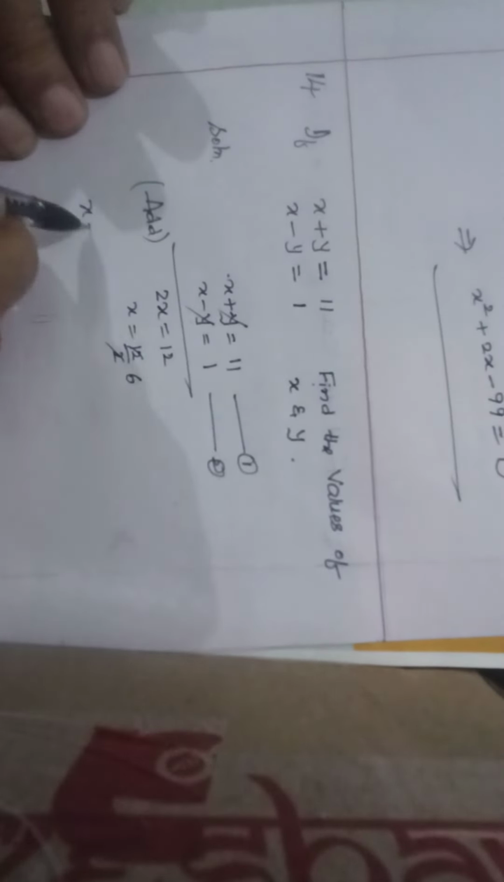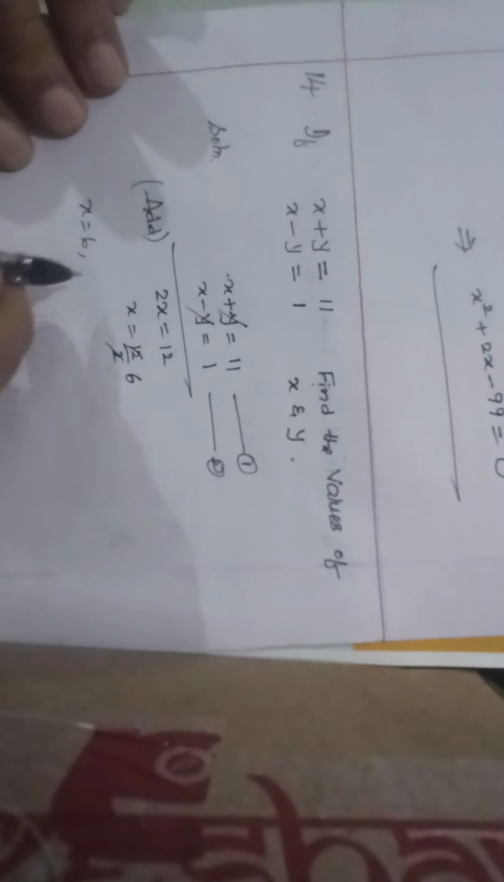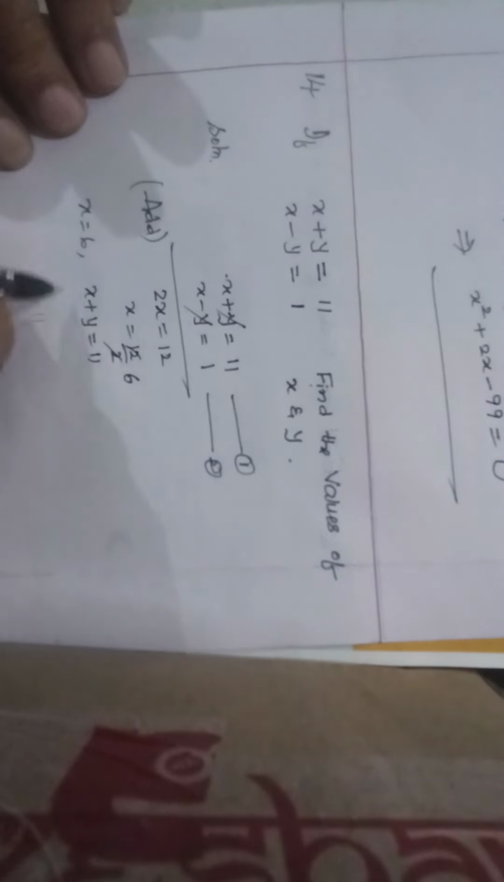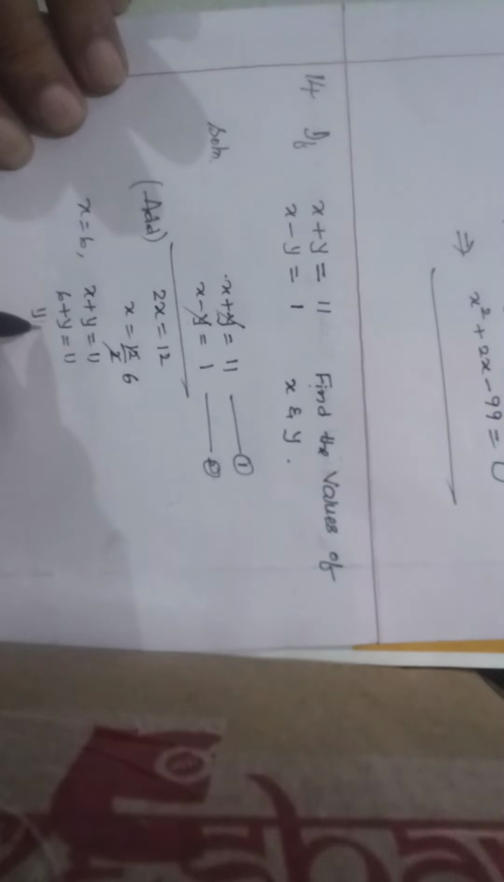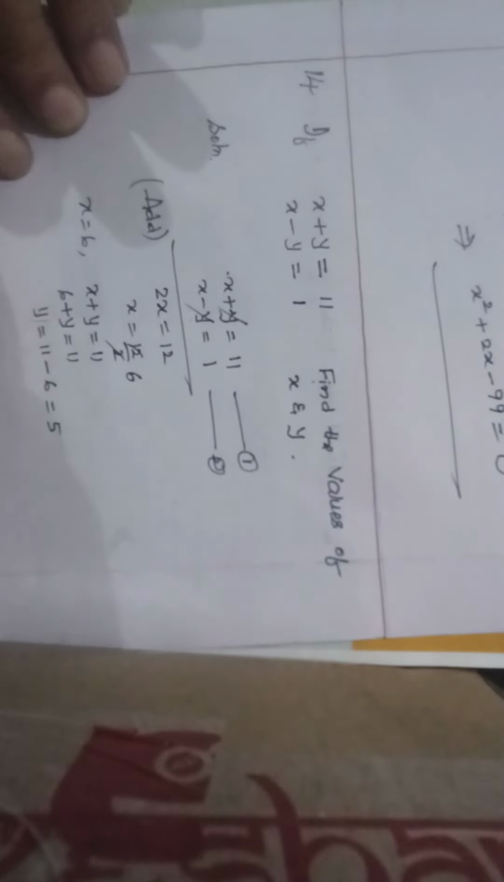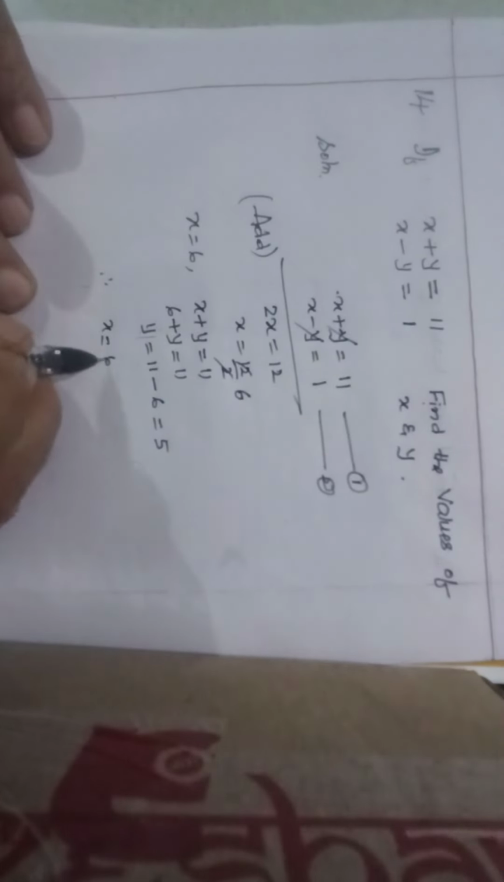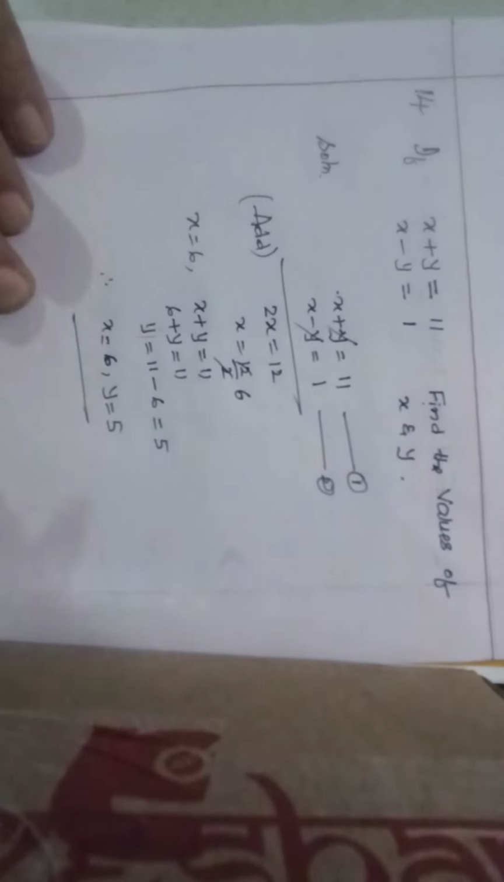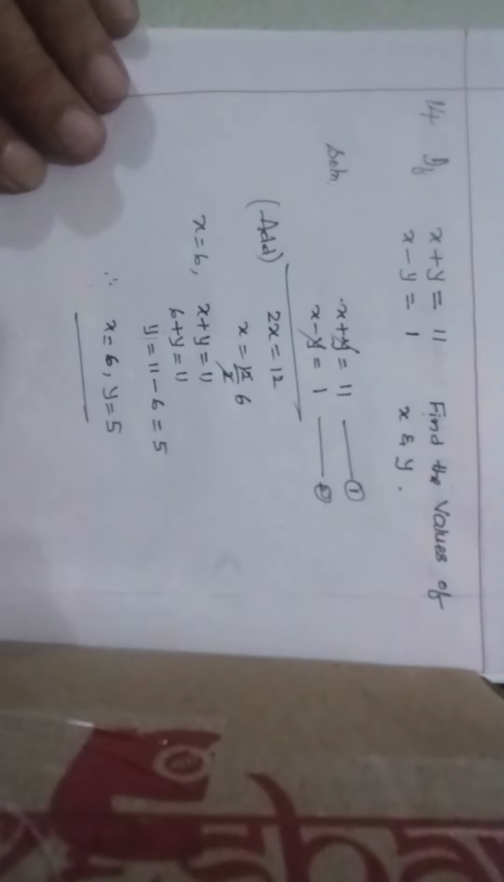Therefore, when x is equal to 6, you can find the value of y. x plus y is equal to 11. X is equal to 6 means 6 plus y is equal to 11. Y is equal to 11, taking 6 to the RHS, that means minus 6. The answer is 5. Therefore, write the answer: x is equal to 6, y is equal to 5. These are the solutions of this pair of linear equations. So even if it is 1 mark, you have to solve.